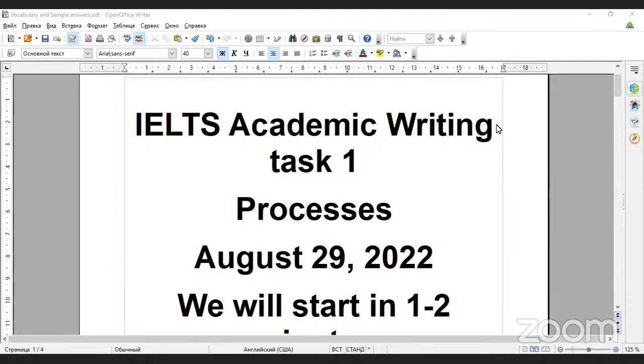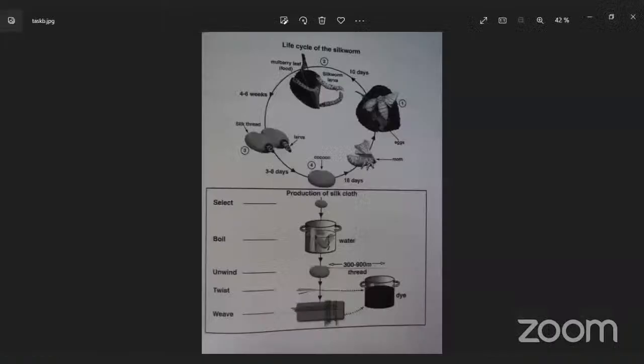Today we'll talk about different grammar structures, expressions, and ways to analyze the task. And the example of the task that we're going to deal with today is the tragic story of a life cycle of silkworm. So this task is called Life Cycle of the Silkworm, and we're going to be describing it today.